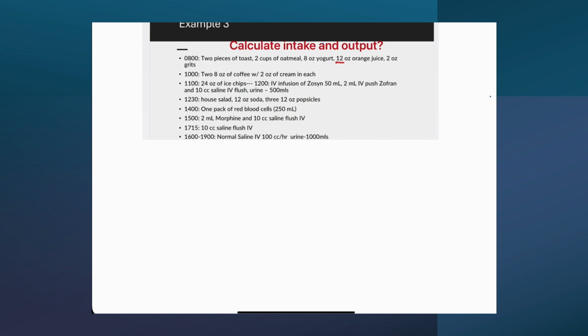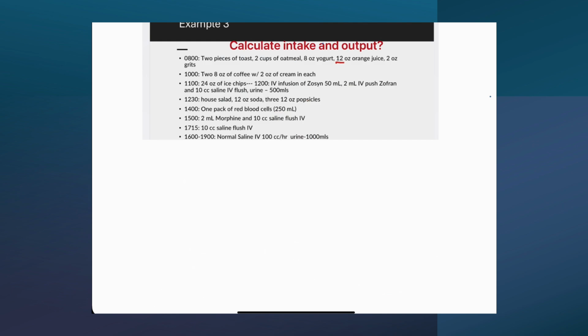All right, at 10 o'clock, they had 2 8 ounces of coffee with 2 ounces of cream in each. So we're going to highlight the coffee and the cream. All right, so then at 11, they had 24 ounces of ice chips. We're going to highlight that. And then at 12 o'clock, they had an IV infusion of Zosyn, 50 mLs. We're going to highlight that.